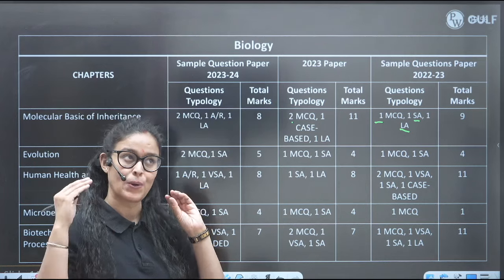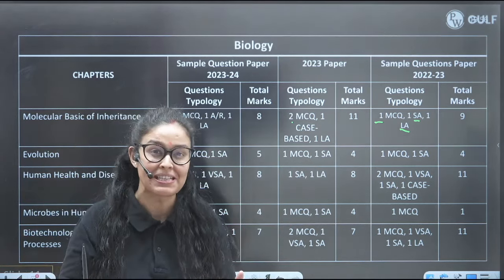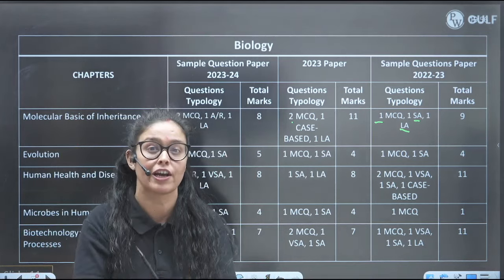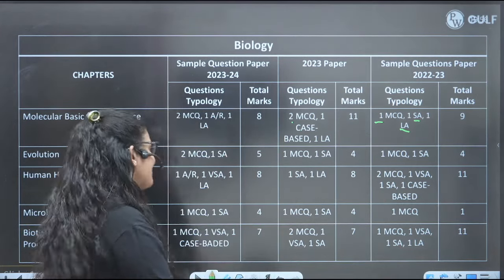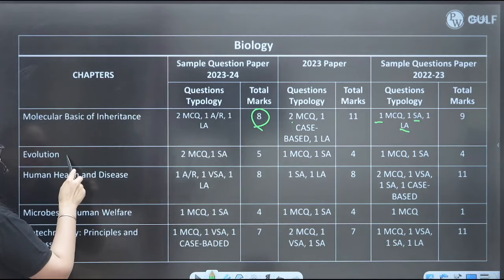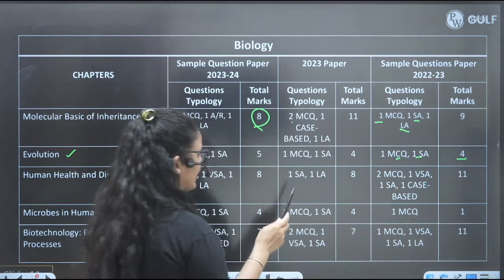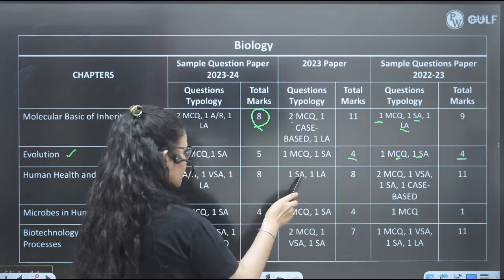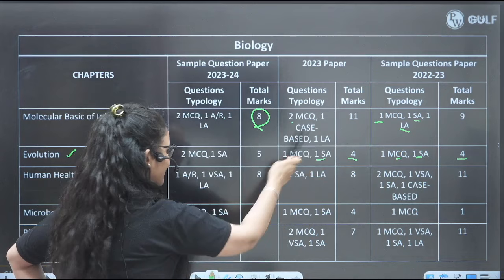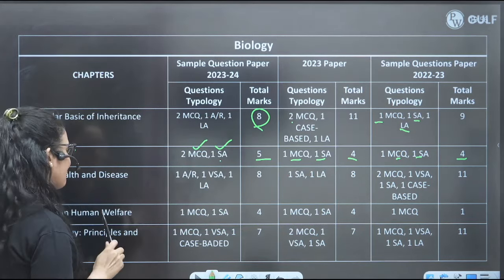So I have given you weightage unit wise, I have given you weightage chapter wise. If you are revising your syllabus very nicely, I'm sure you're going to rock in the exam, right? So next, evolution. We have 8 marks weightage. In 2022 they asked a 4 marks question, 1 MCQ and 1 short answer, the same pattern. And this time also they have given the same short answer and MCQ type questions.